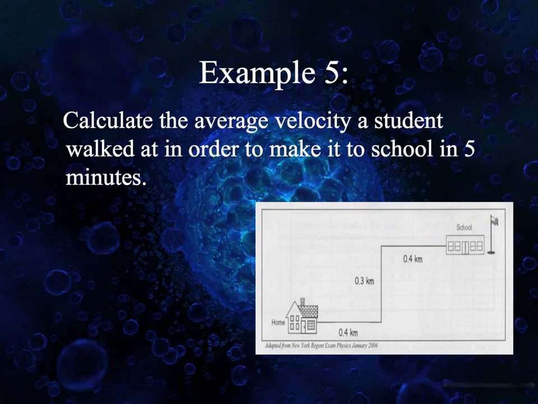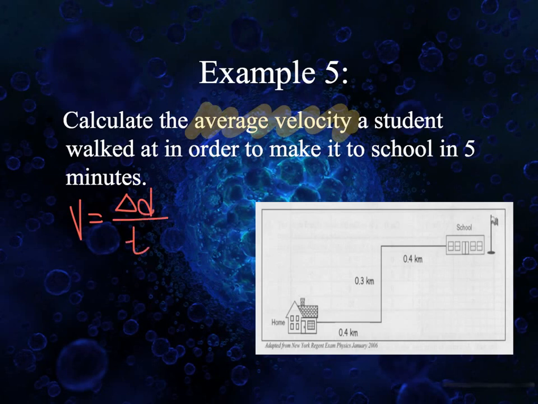Now we're looking at the same scenario, but velocity. Okay, we want to know the average velocity. So it's very similar to our speed equation, with the exception that velocity has direction. So instead of dividing our distance by time, we're dividing displacement by time. Okay, so we still want to know V.